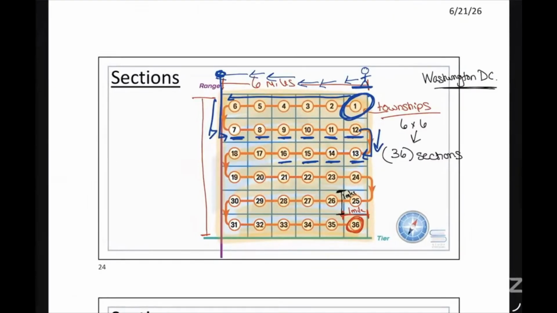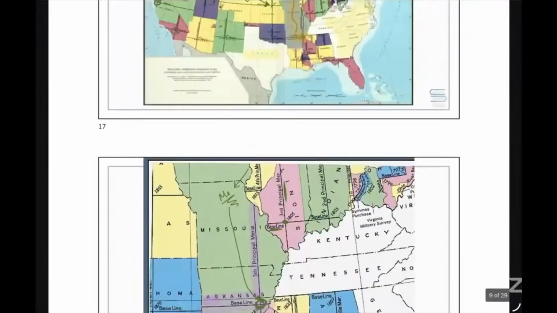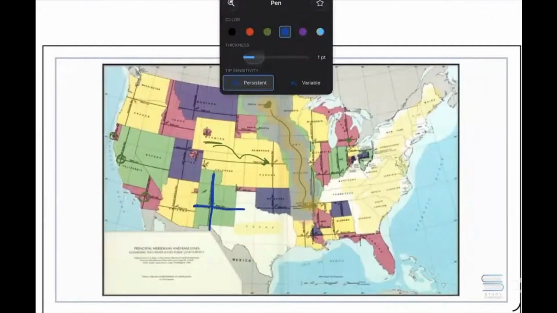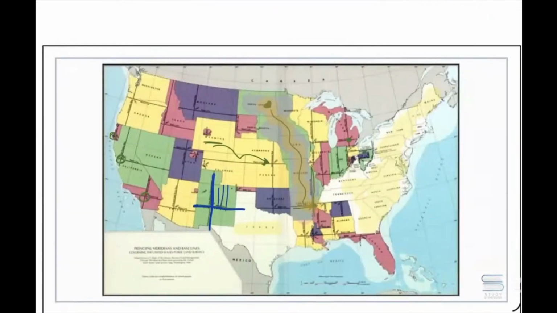So what we've basically done is taken the entire country, and based on this principal meridian and baseline, we've created these townships. And if that's a township, we take that township and split it into 36 sections. I know that's hard to read. I'm sorry, but you get the point. All right, moving on. Like a shortcut. Yeah, exactly.